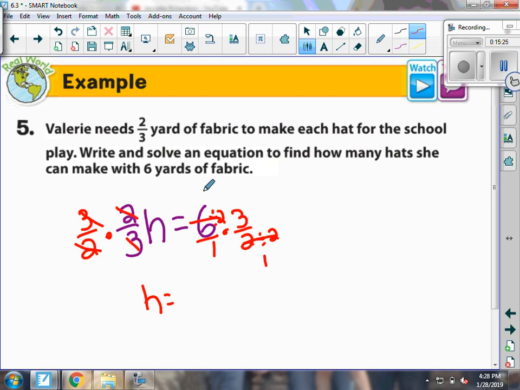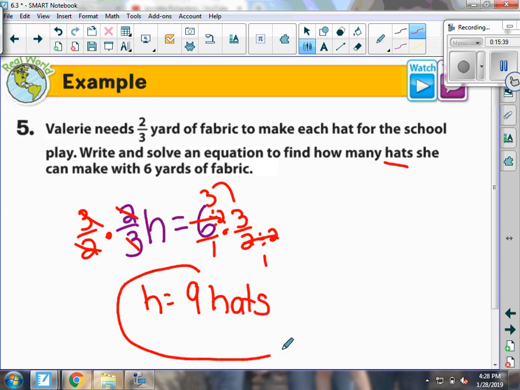So 6 divided by 2 is 3, so I have 3 times 3 is 9 over 1 times 1, which is 1. So h is going to equal 9 what? We're trying to find out how many hats. So she can make 9 hats. So there's my answer. So this one's similar to problems that we've done in the past. Okay. And you'll see problems like this again in the future. So it's important to understand how we solve these.